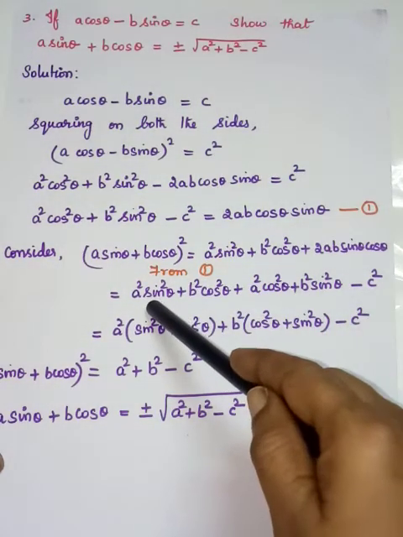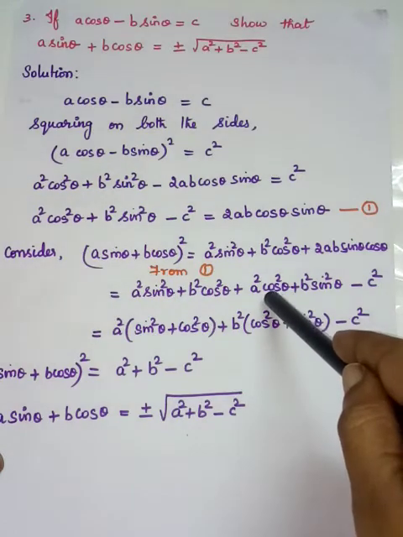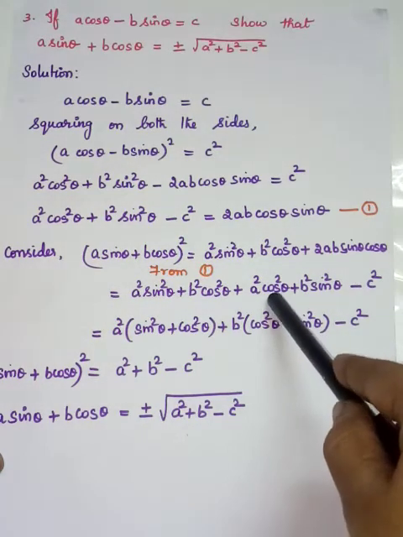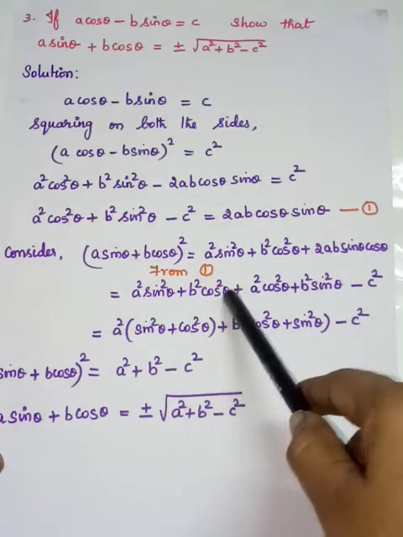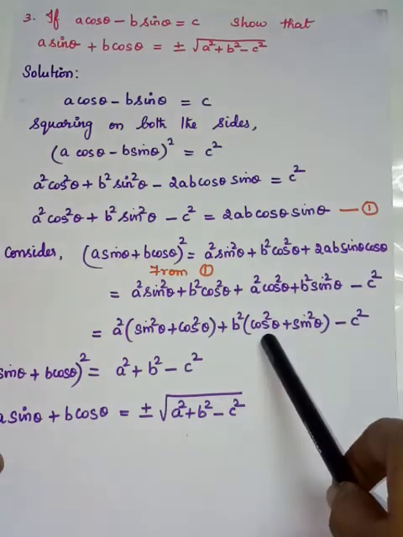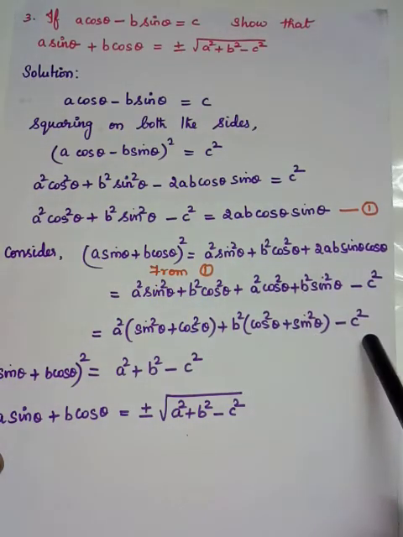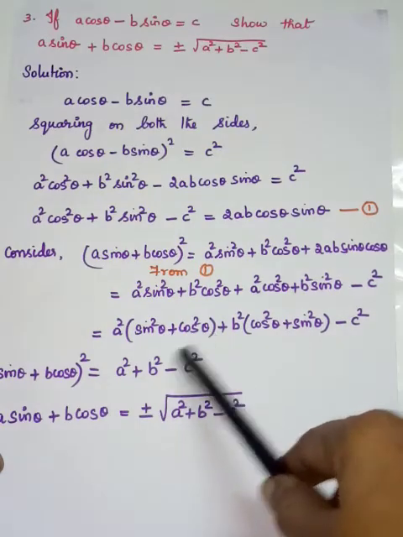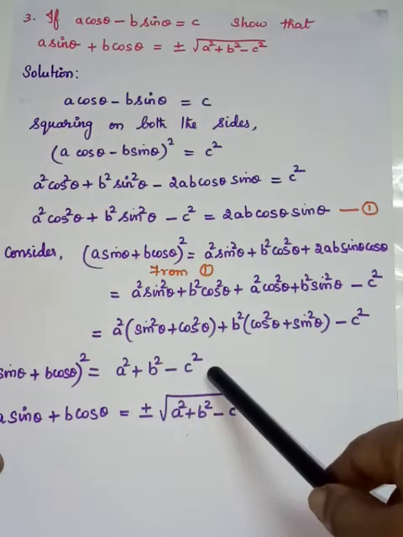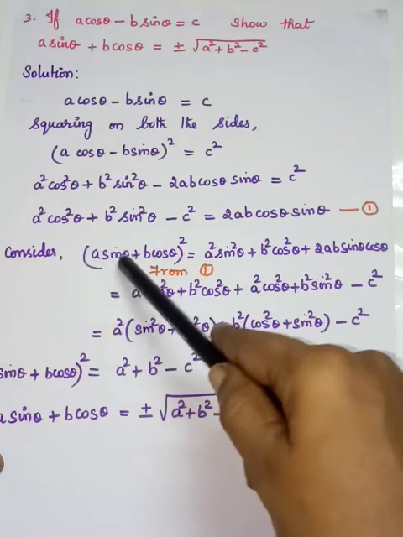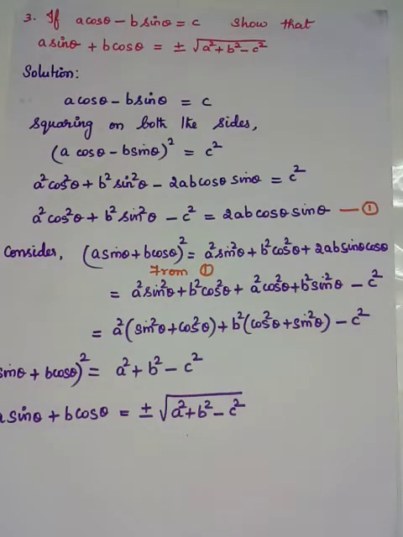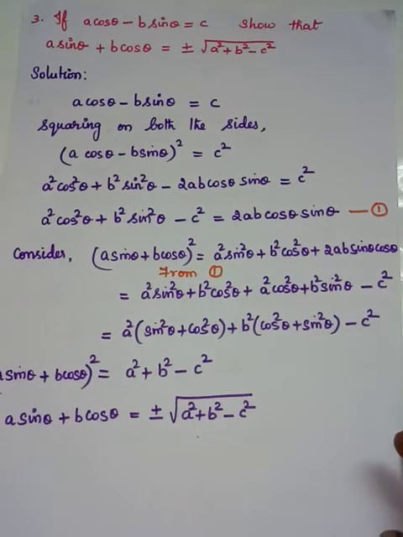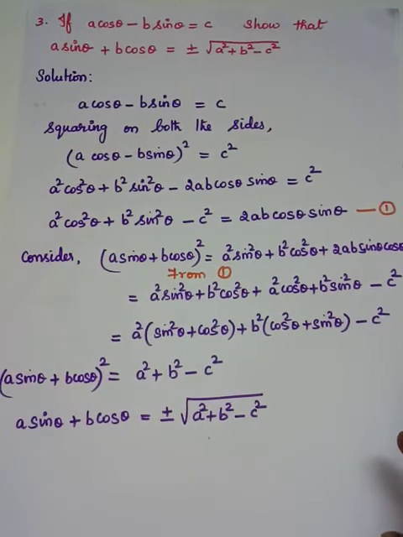So you just group the terms: a squared cos square theta and a squared sin square theta. From that a squared is taken out, means it is sin square theta plus cos square theta. From these two terms b squared is taken out, means it is cos square theta plus sin square theta, minus c squared. So you know that this identity is 1. So therefore a squared plus b squared minus c squared. This is the answer for a sin theta plus b cos theta the whole squared. What is asked? a sin theta plus b cos theta. So that is equal to plus or minus square root of a squared plus b squared minus c squared.